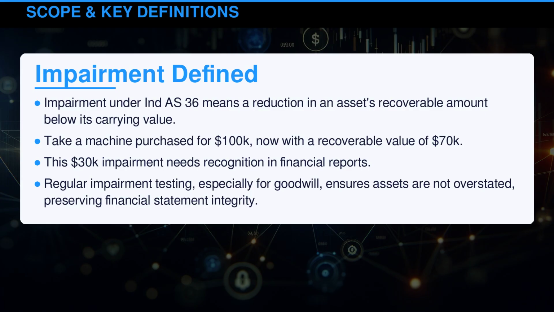Impairment under Indian Accounting Standard 36 means a reduction in an asset's recoverable amount below its carrying value. Take a machine purchased for 100K, now with a recoverable value of 70K. This 30K impairment needs recognition in financial reports. Regular impairment testing, especially for goodwill, ensures assets are not overstated, preserving financial statement integrity.